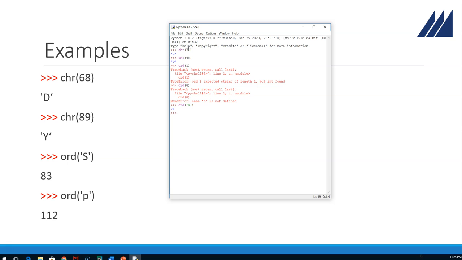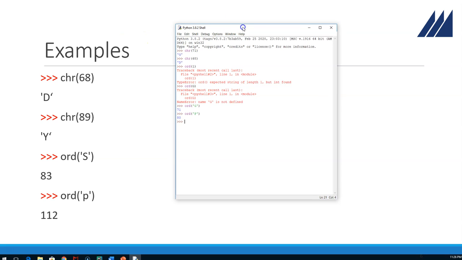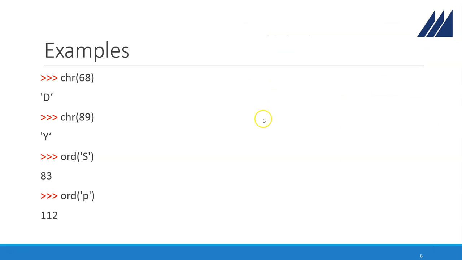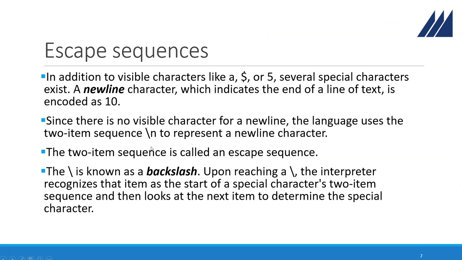Okay, so what if I say ord, for example, capital P? The result, or the code point for it, is 80. So these are the two built-in functions that we don't have to write or code, but we can use them. Okay, let's go back again here and talk about something different.